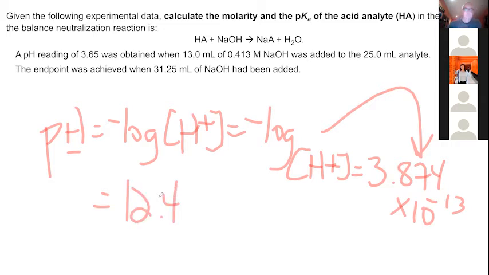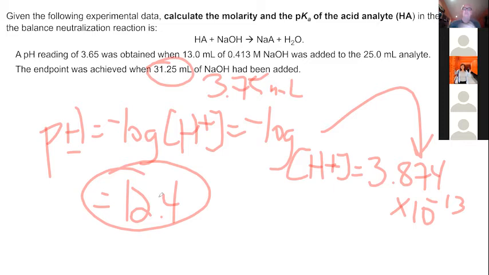12.4. Yeah, so you can see that the pH goes up radically. It goes up really fast once you've gone past the endpoint. Because the endpoint was when we had 31 mils of hydroxide. We just go a little less than 3 mils over, and the pH goes from acidic to like 12. So that's how you do that.